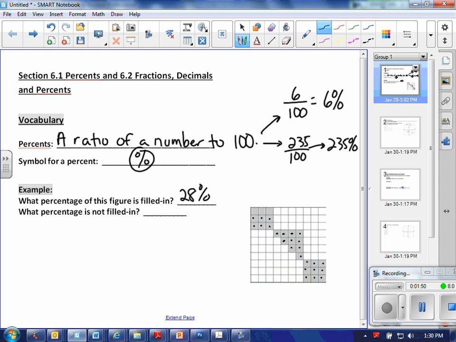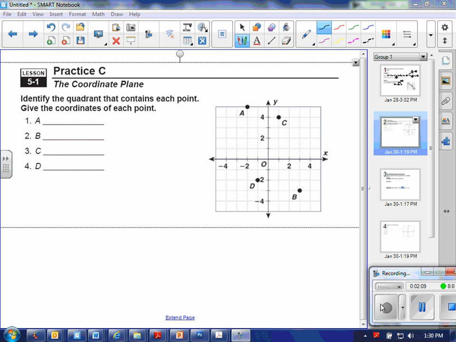Always make sure that it is a grid out of 100, because if it wasn't a grid with 100, it would be a different percentage. What percentage is not filled in? Well, if 28% is filled in, you can do 100 minus 28 to get the percentage that's not. That would be 72% would not be filled in.